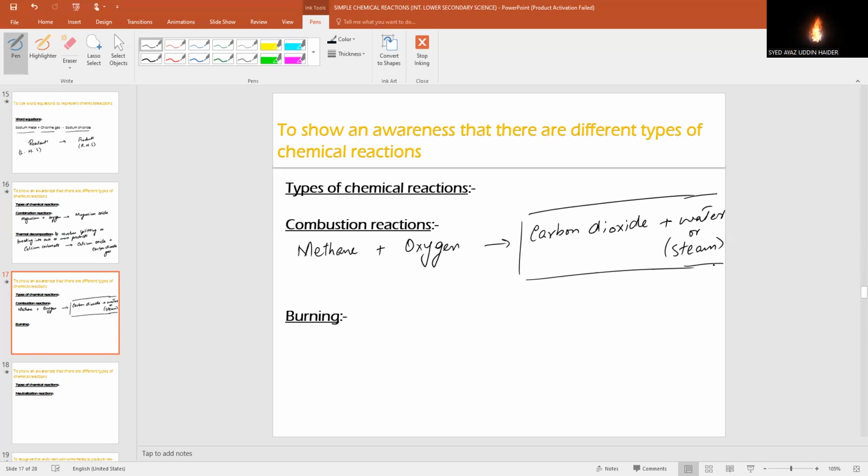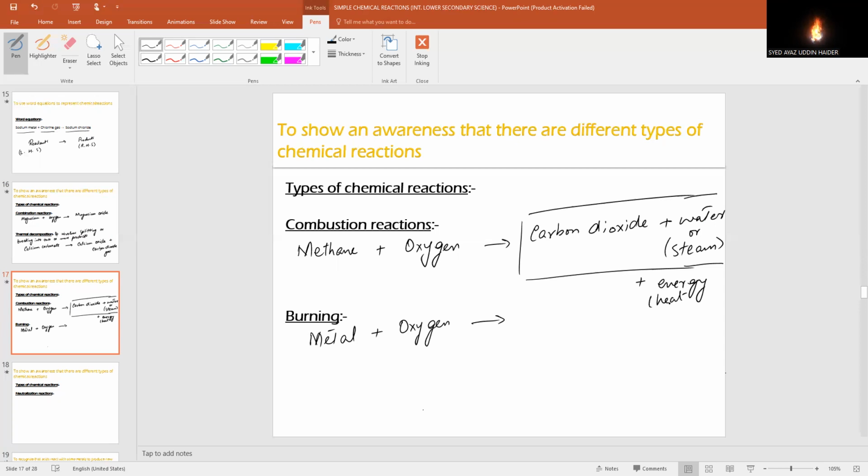Whenever you are combusting compounds like methane, ethane, propane, etc., you will get carbon dioxide and water. In case of a burning reaction, you will get one product. Burning means you are reacting with oxygen, but burning involves the reaction between metal and oxygen. It is different from combustion reaction because in combustion reactions, you are also getting energy along with the products. So we have energy also in the form of heat.